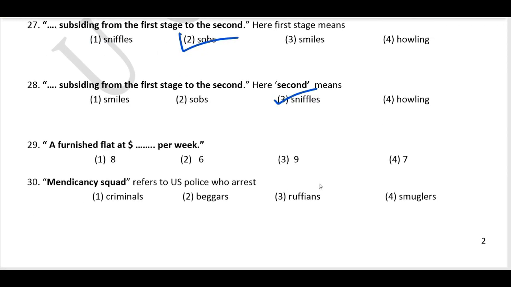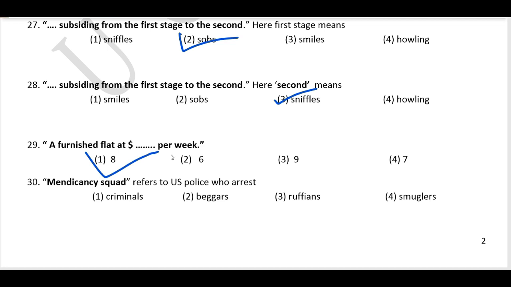Next, 29. A furnished flat at $dash per week. So the flat in which they used to reside was of $8 per week. Okay, it's found in the text clearly. So the right option is 8. Then last one, or number 30.